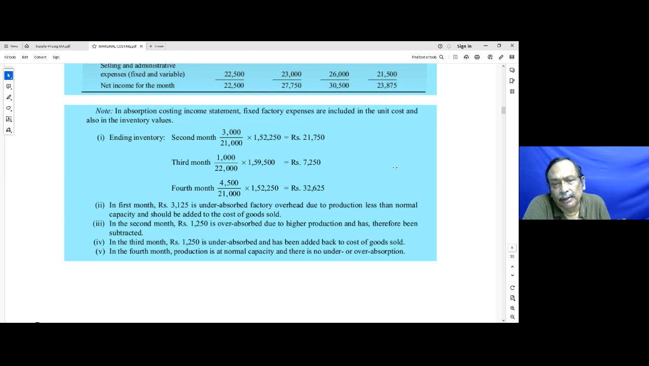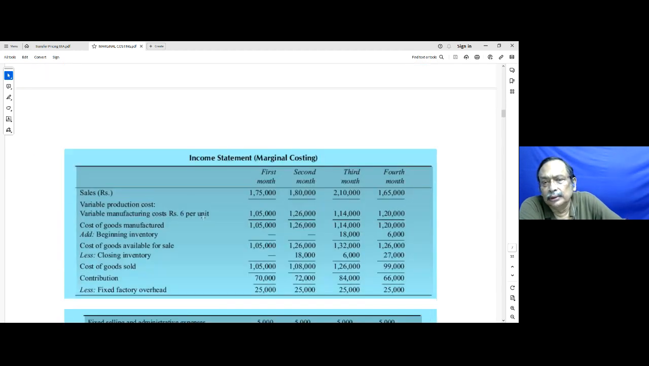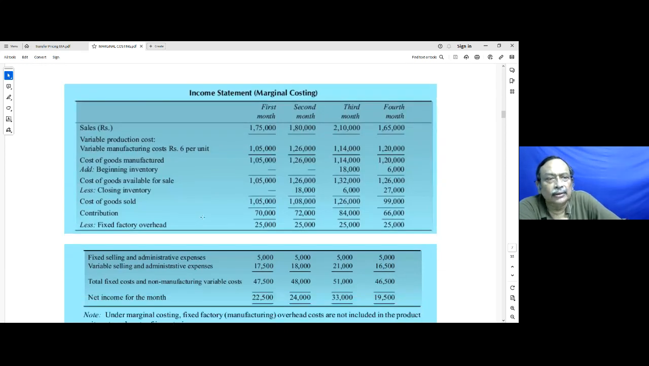In first month, ₹3,125 is under absorbed factory overhead due to production less than normal capacity and should be added to the cost of goods sold. In the second month, ₹1,250 is over absorbed due to higher production and has therefore been subtracted. In the third month, ₹1,250 under absorbed and has been added back to the cost of goods sold. In the fourth month, production is at normal capacity and there is no under or over absorption. Hope you have understood. Now we are coming to the income statement under marginal costing.